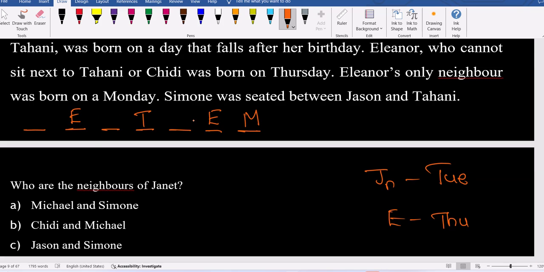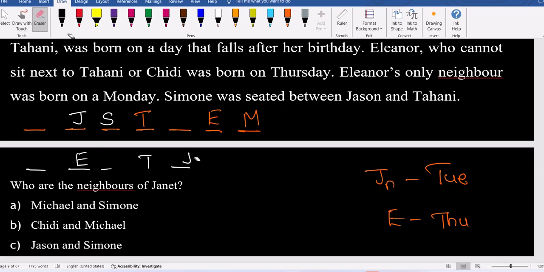Simone was seated between Jason and Tahani. So the problem is that there are two arrangements, one with E here, and then Simone was seated between Jason and Tahani. This is one possibility, or else E here, and Simone was between Jason and Tahani.